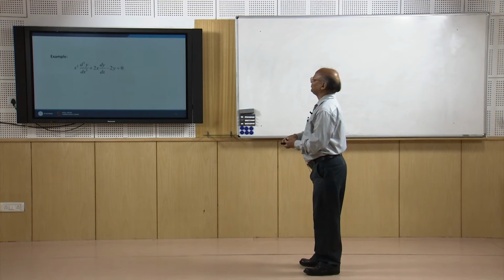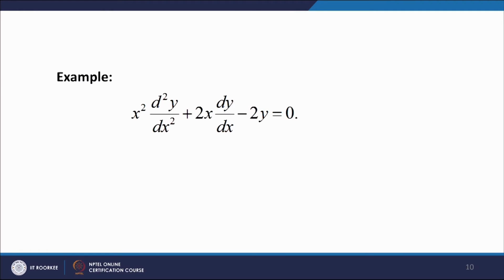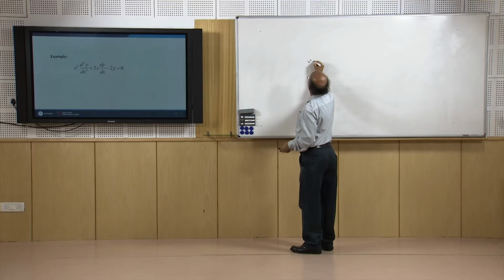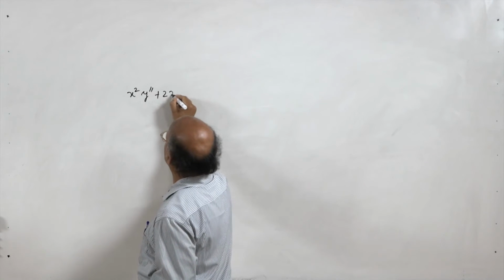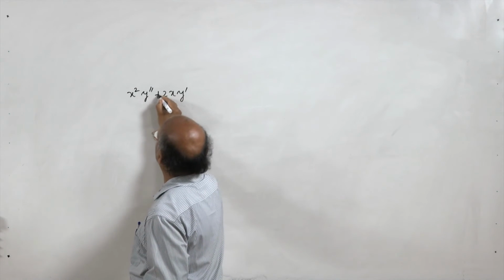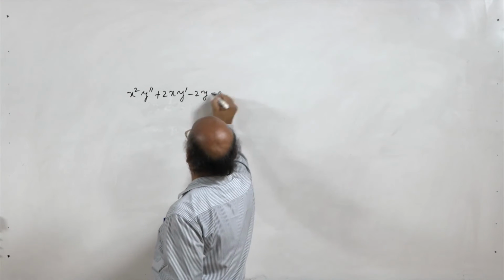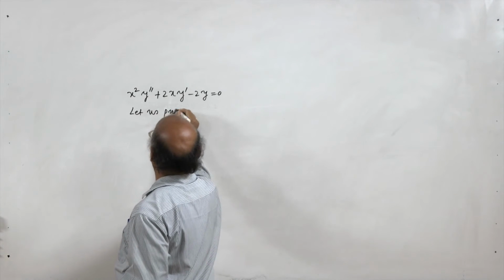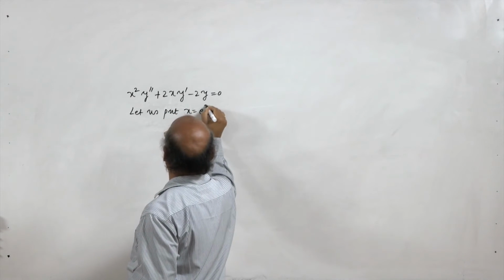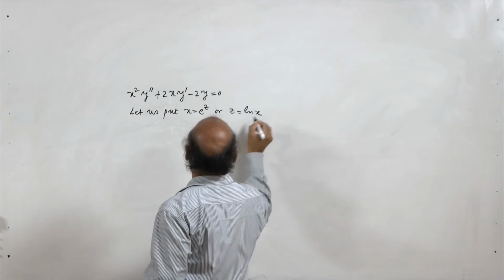Now let us take an example, x square y double dash plus 2x y dash minus 2y equal to 0, and let us see how we solve it. So x square y double dash plus 2x y dash minus 2y equal to 0. Let us put x equal to e to the power z, or z equal to ln x.